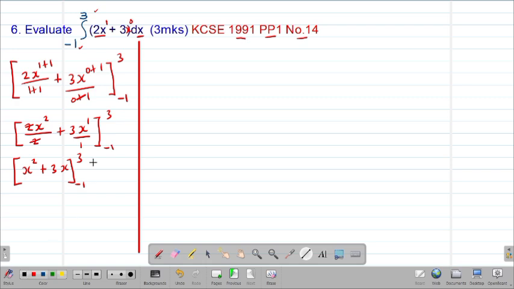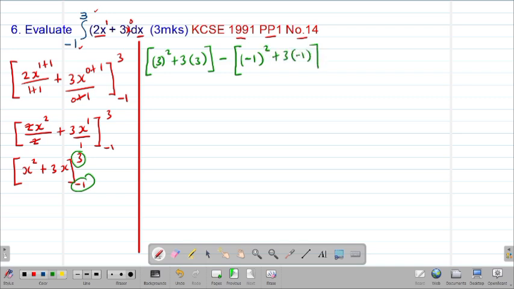In the first bracket, we'll start by substituting our upper limit, which is 3, so that we're going to have the following. The first bracket will have 3 squared, because it is x squared, then plus 3 into 3, close the bracket, minus the second bracket, we're going to substitute -1. So this will be -1 squared, because it was x squared, then plus 3 into -1.